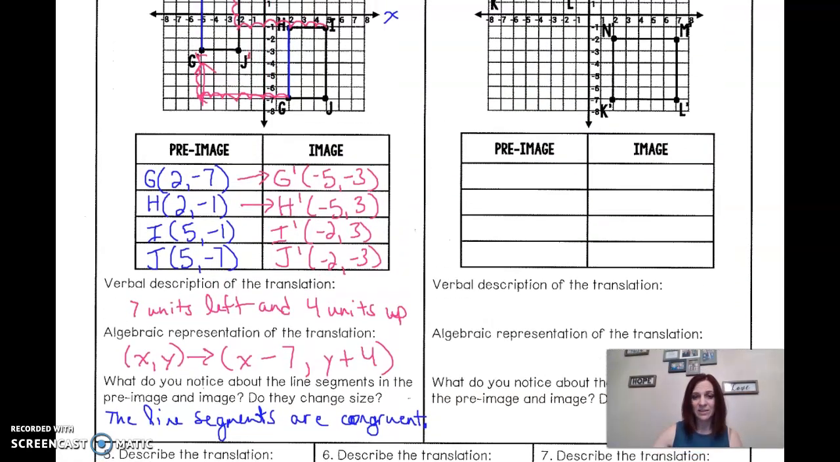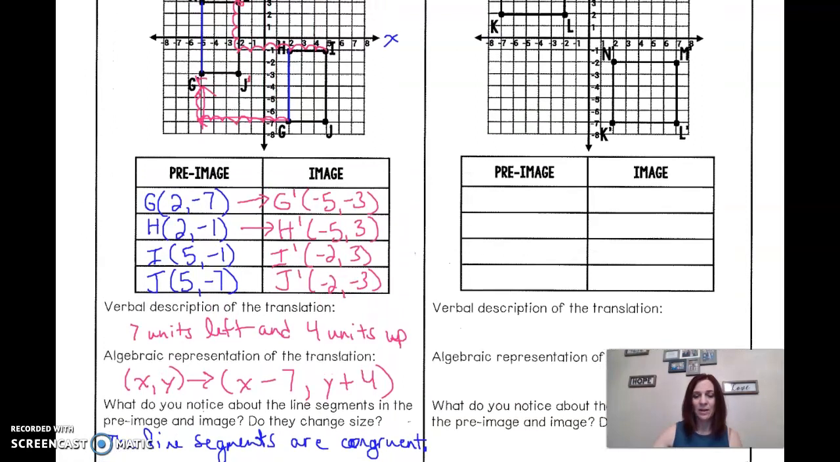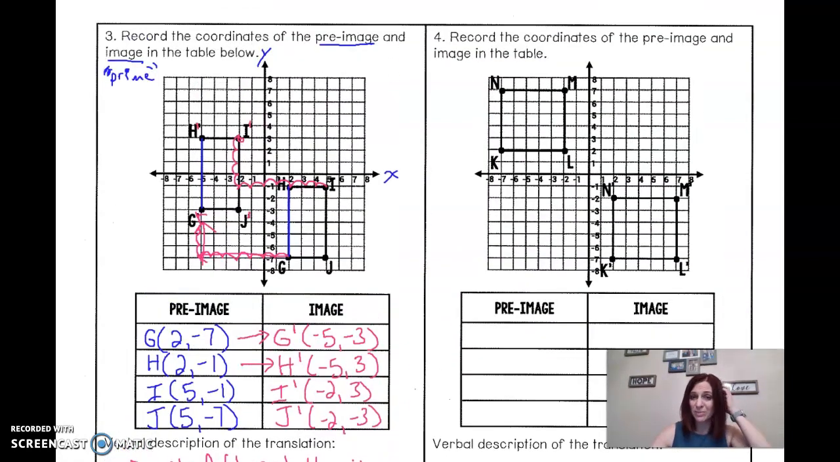All right, let's look at this next one. We're going to do the same thing we did before. We're going to identify our pre-image and our image. Our pre-image is going to be in this one, right? It doesn't have the prime symbols. Look for the prime. I know that's where we end up. So K occurs at the point negative 7, 2.